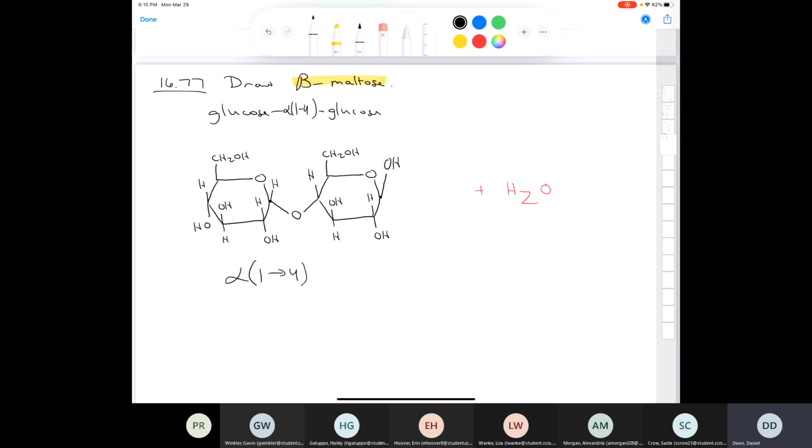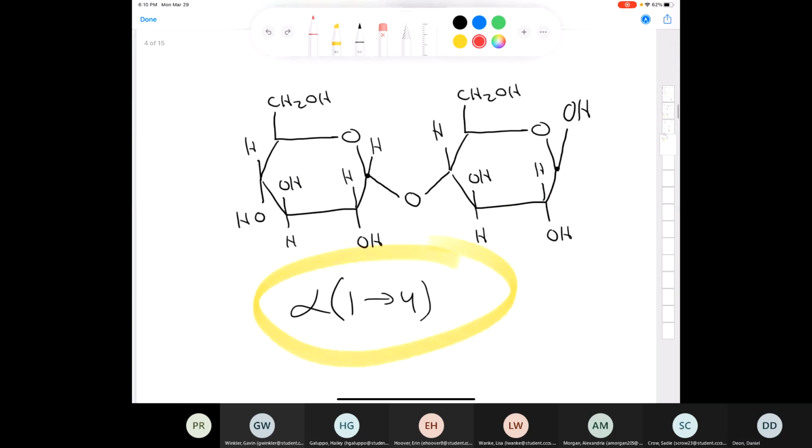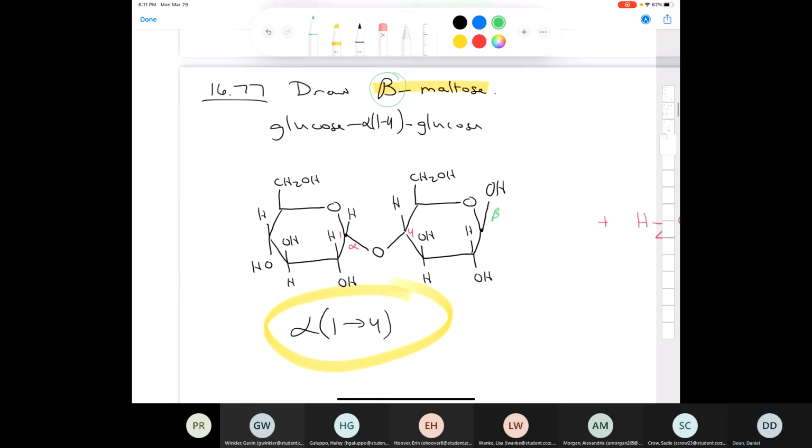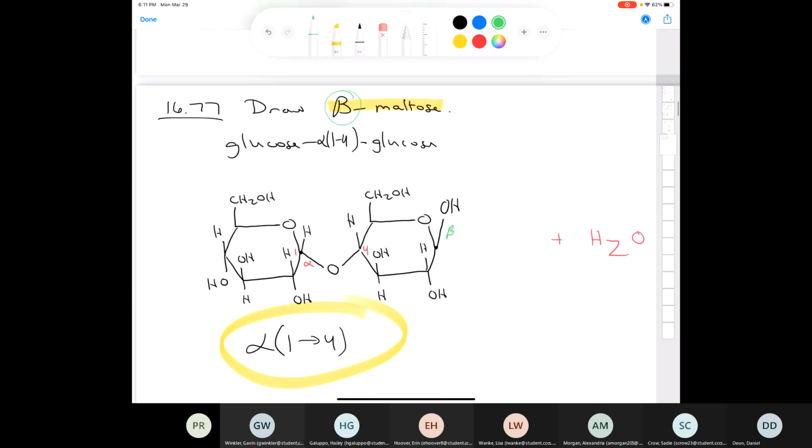Remember, I had a student really confused on this one time. This alpha 1,4 is talking about this, right? The alpha refers to this bond pointing down. It's alpha. The 1 is this carbon and the 4 is this carbon. This beta refers to this being beta. Does that help? I hope so. I hope that helps a little bit.